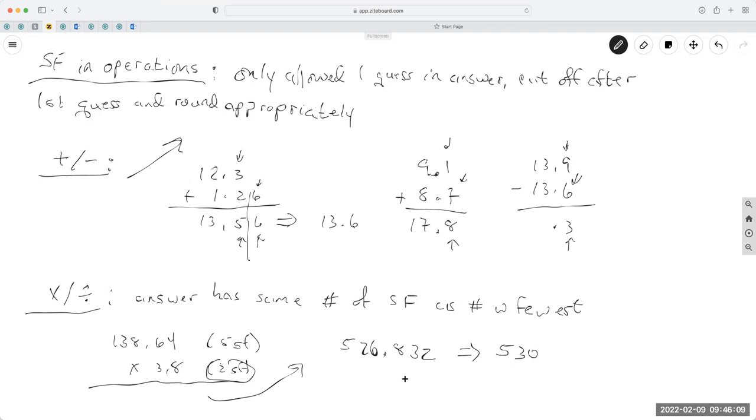Yes, go ahead, Nora. What's the word? Is that 5 SF? What does that say on that one? That says five significant figures. It's SF. Oh, I see.